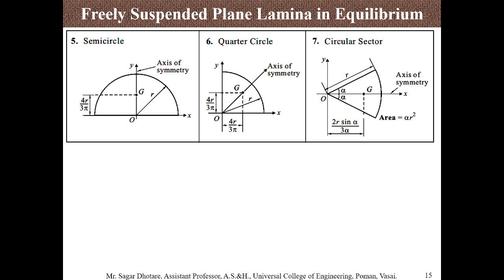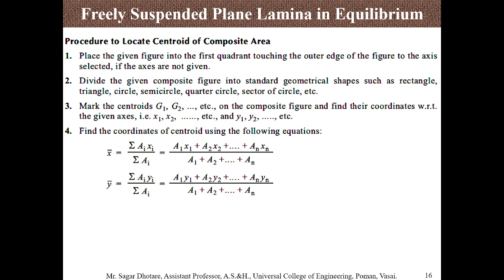Now when we consider a circular sector, and we consider the axis of symmetry along the x-axis, with an angle alpha on both sides. In this case, the area is equal to alpha r square, and it is symmetrical about the x-axis. So the value of x bar is equal to 2r sine of alpha divided by 3 alpha.